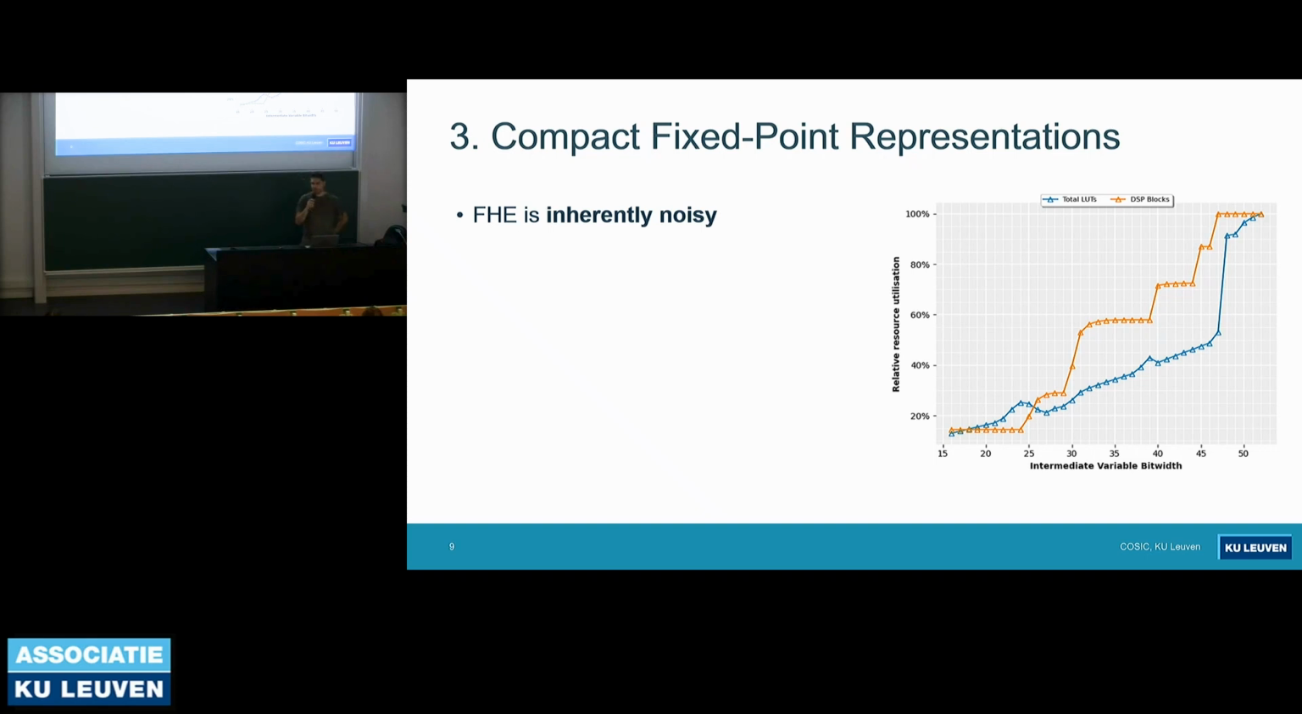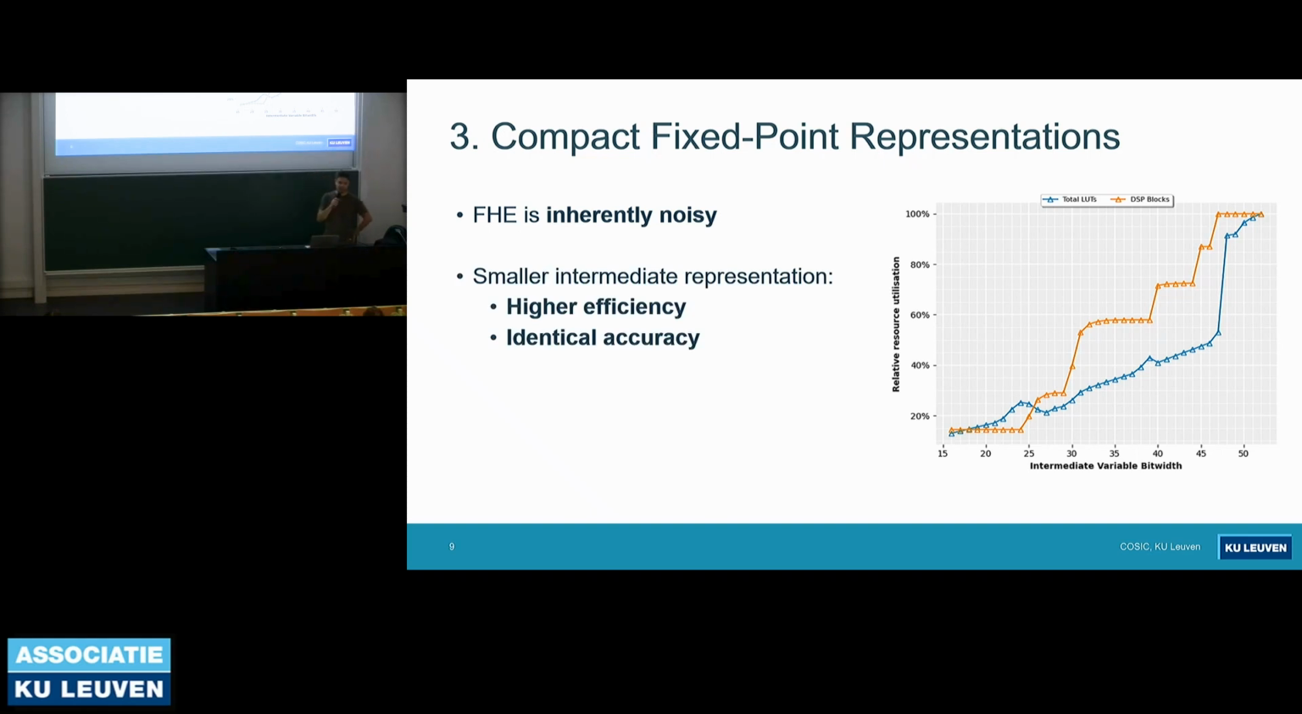The last key takeaway is that we use fixed point representations in our architecture. And why do we do this? Well, the observation we made is that fully homomorphic encryption is inherently noisy. There is noise in the ciphertext and there is noise in the calculations. So what we do is we also use smaller intermediate representations in our architecture while we do these computations.